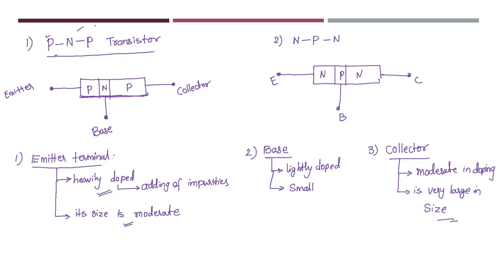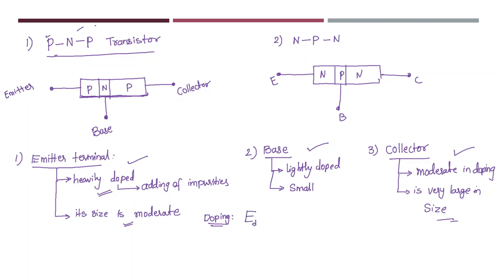Many times they have asked a question in engineering entrance examinations, which of the following terminals will be heavily doped, which of the following terminals will be very large. Sometimes they will be giving the ratio. So you have to remember in terms of doping. In terms of doping, which one will be having high doping? Emitter region will be having high doping. After emitter region, we are having moderate doping in collector region, and finally we are having very less amount of doping in base region.